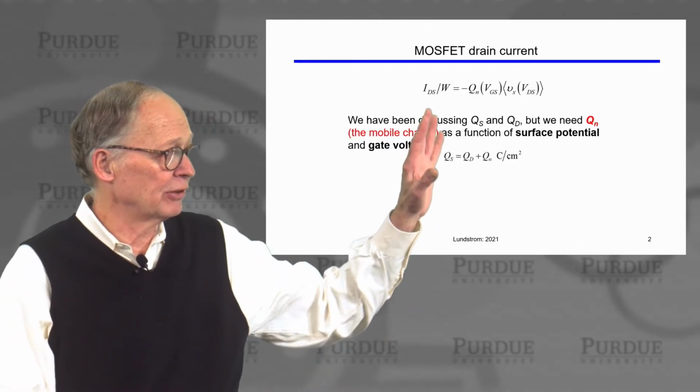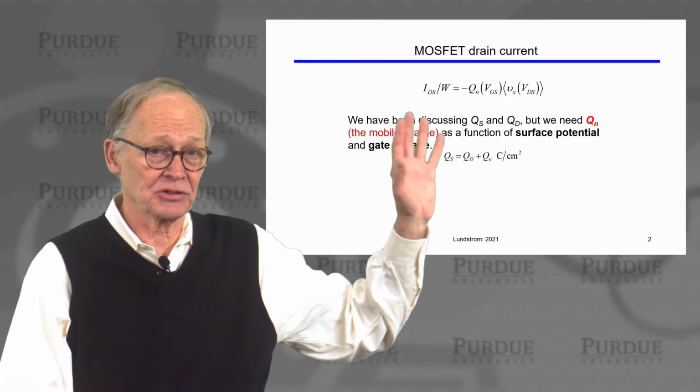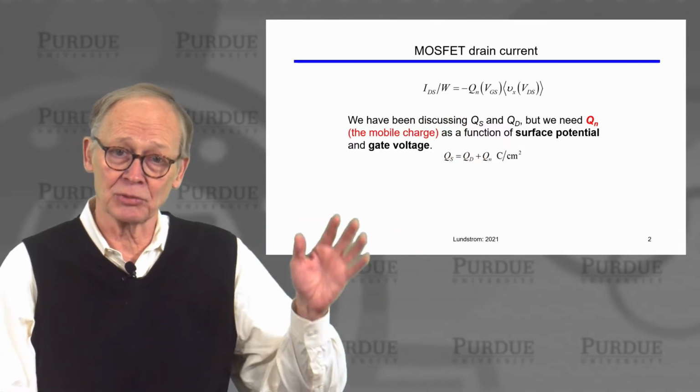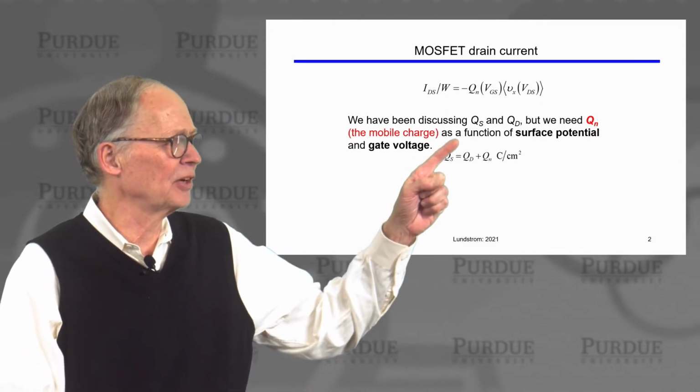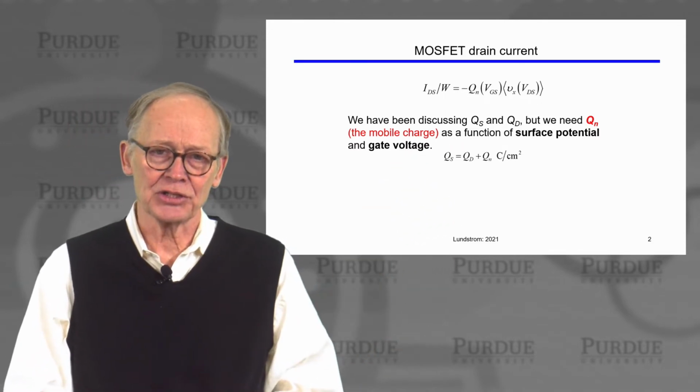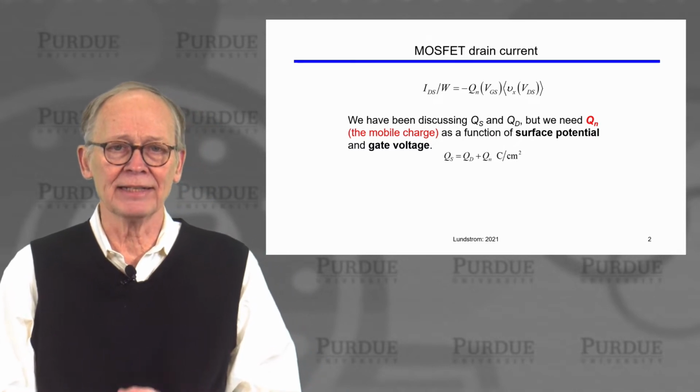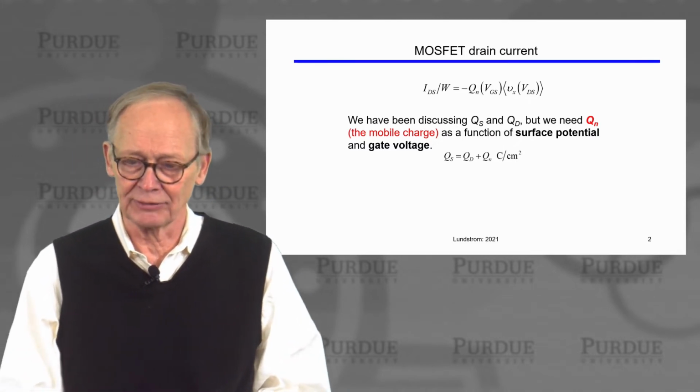So our drain current is basically just charge times velocity. The more charge, the more current. The faster the charge moves, the more current. We have been discussing Q sub S, the charge in coulombs per square centimeter in the semiconductor. All of the charge, whatever it is.